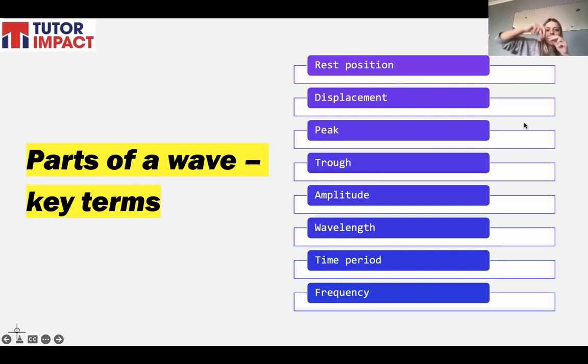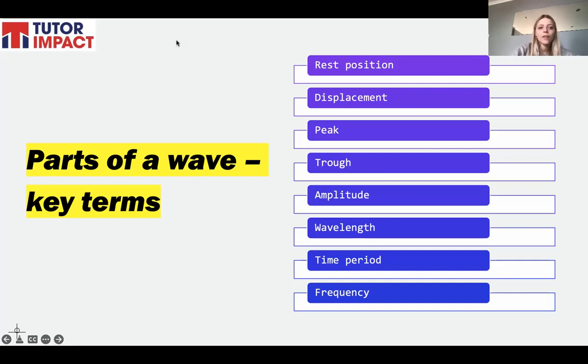We then have peak, which is the highest point above the rest position. And then we also have trough, which is the lowest point below the rest position.